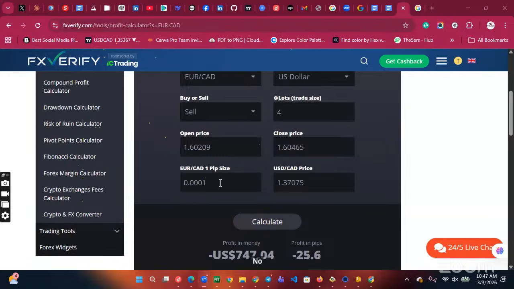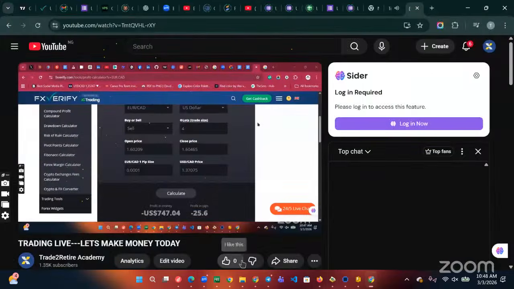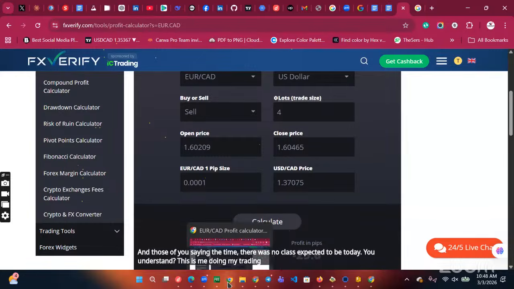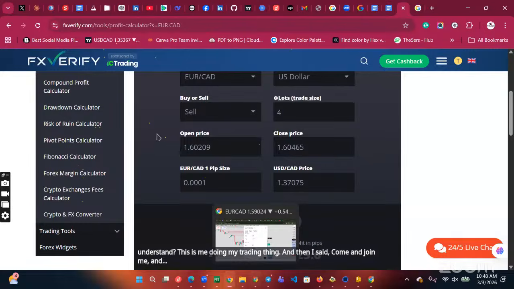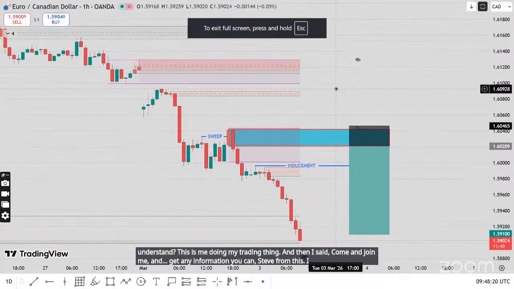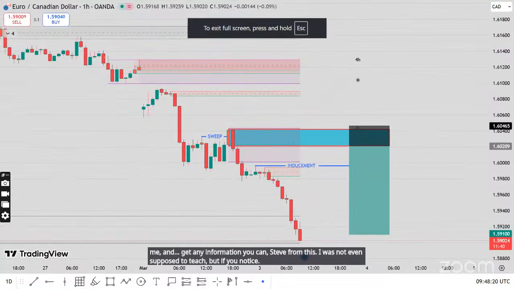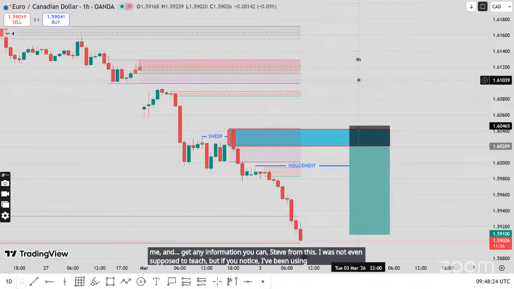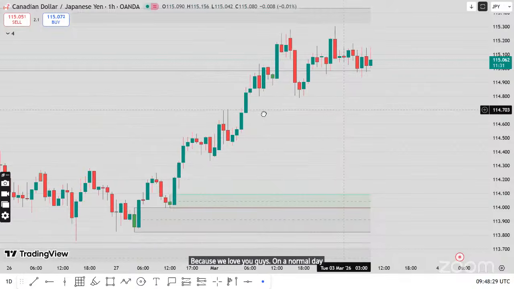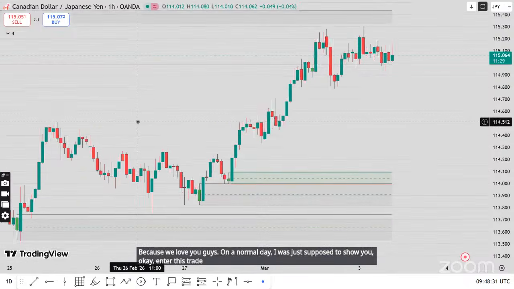No, I'm not using Ichimoku. Those of you saying the time, there was no class expected to be today. You understand? This is me doing my trading thing, and then I said, come and join me and get any information you can steal from this. I was not even supposed to teach, but if you notice, I've been using style to teach just because we love you guys. On a normal day, I was just supposed to show you, okay, enter this trade, do that, do this, and we are done.